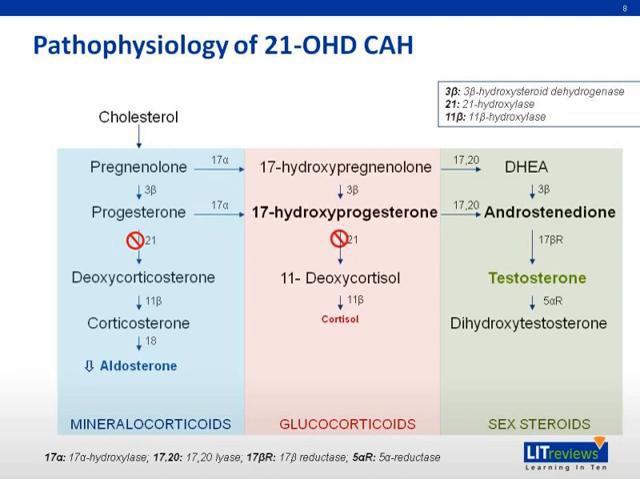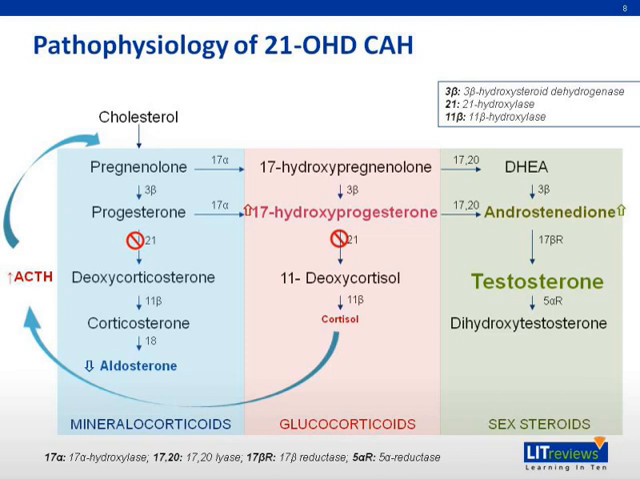The reduced cortisol production stimulates increased corticotropin, or ACTH, production from the pituitary gland, and this promotes adrenal cortical growth, causing adrenal hyperplasia. Steroid precursors accumulate directly proximal to the 21-hydroxylase block, and this is seen as high levels of 17-hydroxyprogesterone, which is then shunted into the androgen pathway, resulting in increased androstenedione and testosterone levels.